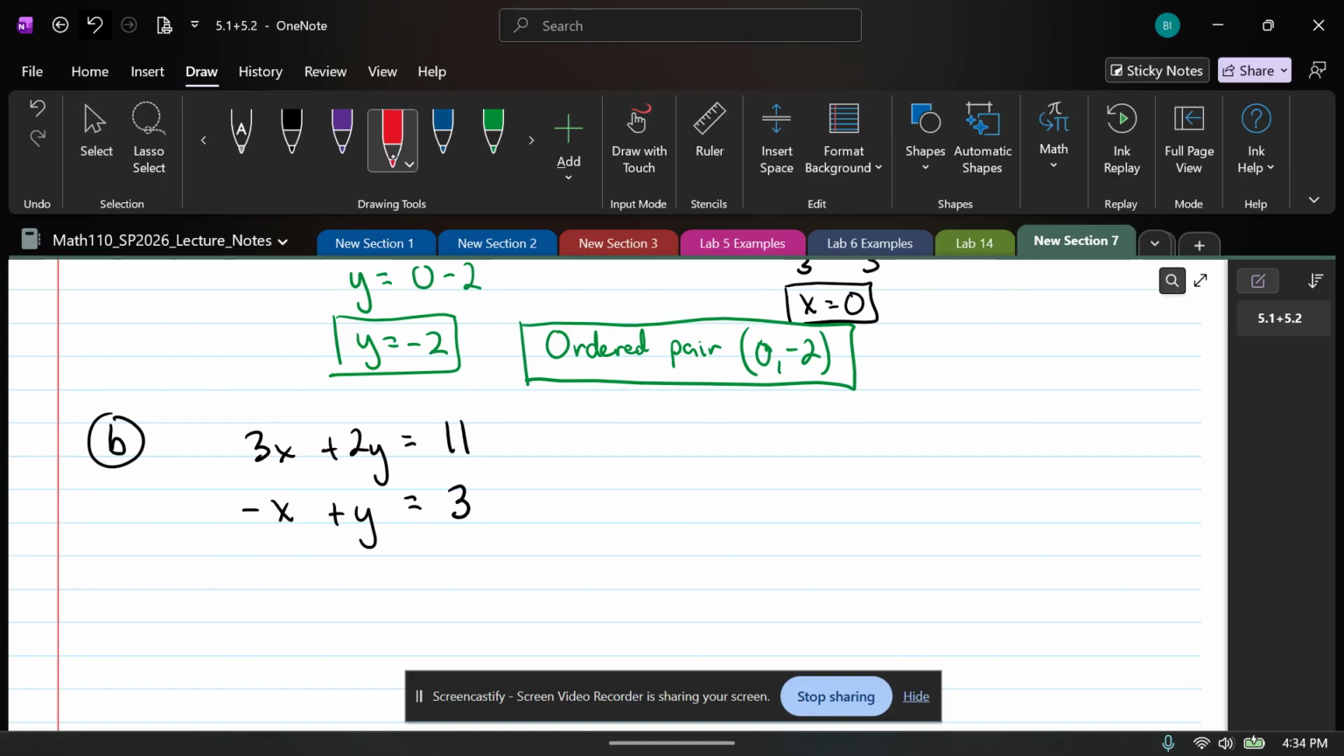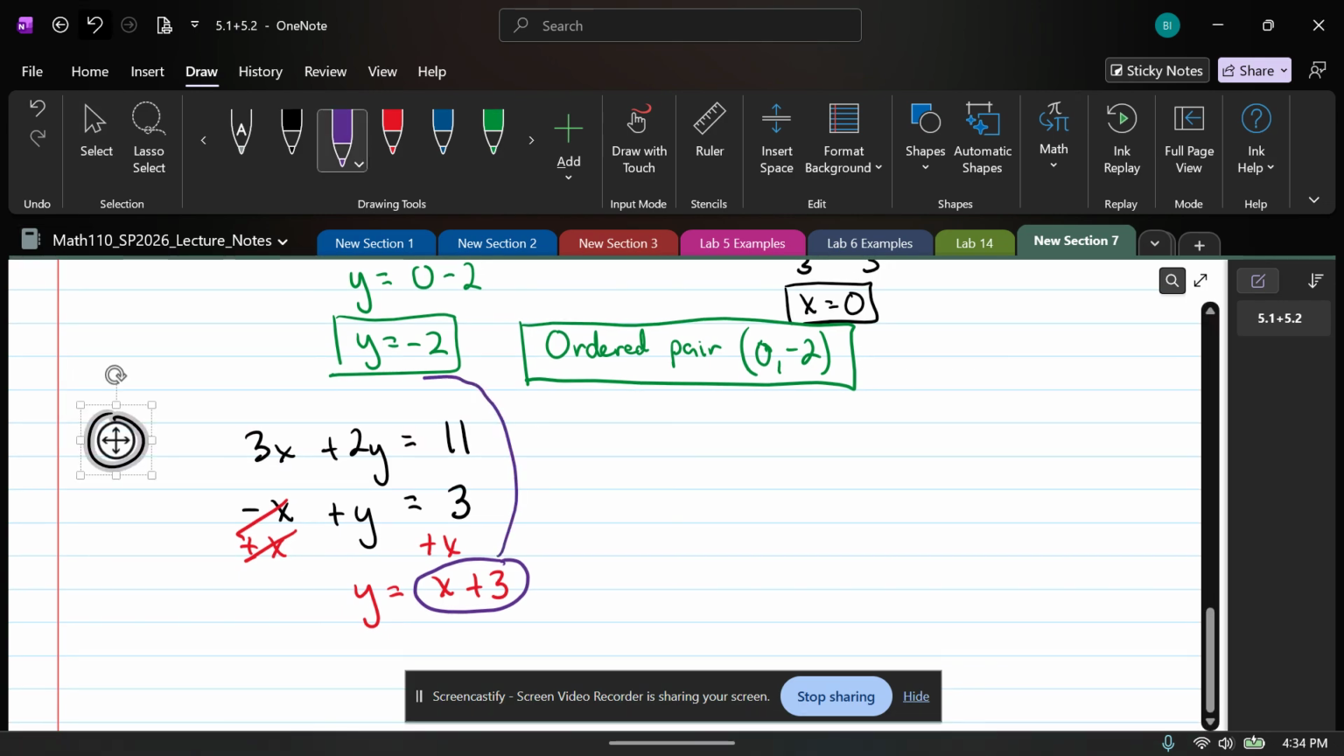So I'm going to add x to both sides. That's going to give me y is equal to x plus 3. Then I'm going to take that stuff, and again, I'm going to substitute it back into the other equation. So I got to go back to the other equation, and I'm going to put that x plus 3 in the place of that y.